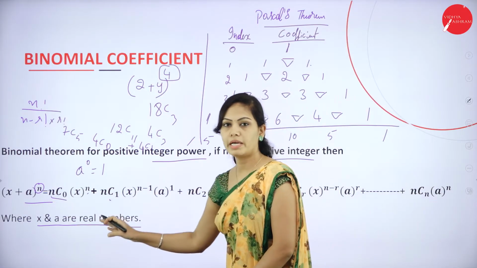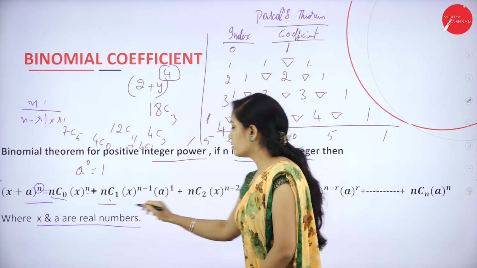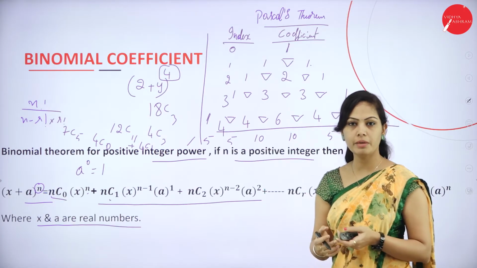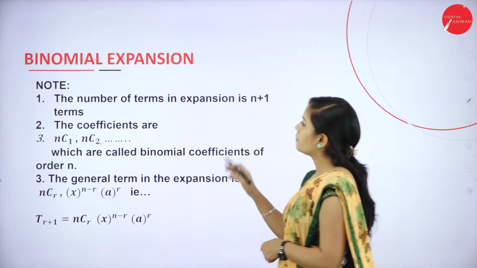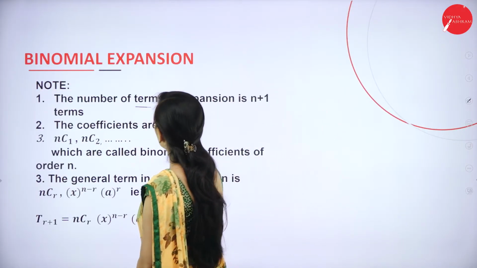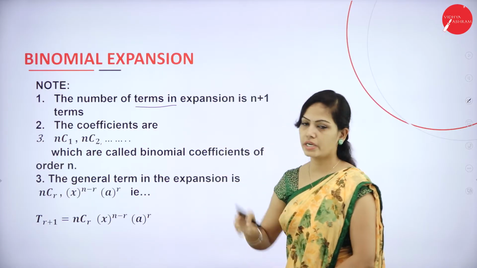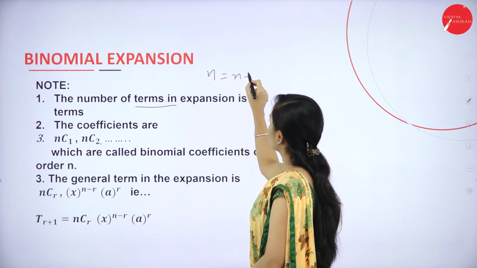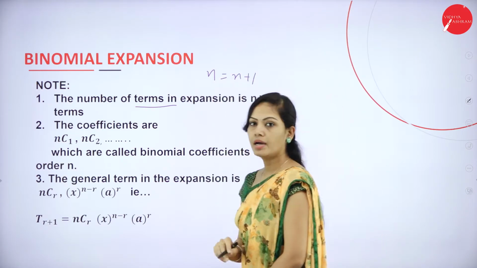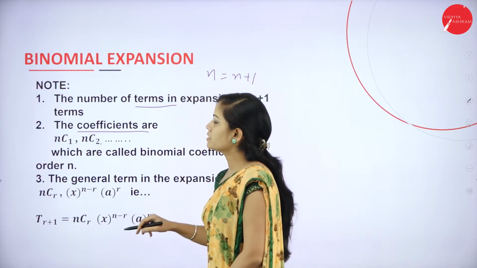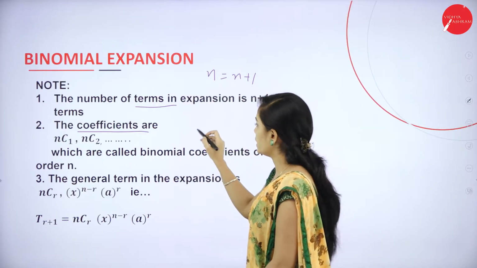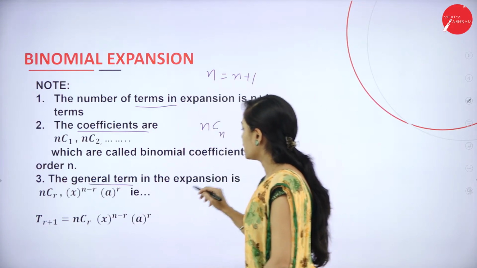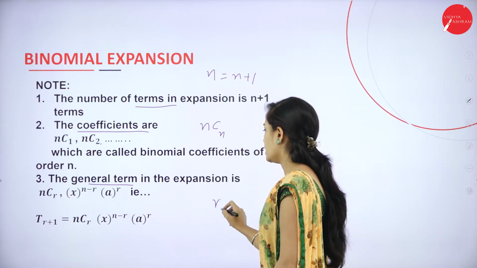Now this is the binomial expansion formula. Please remember this formula, it is very important. By using this formula, we can easily simplify binomial expansions. The number of terms in the expansion is n plus 1. I already told you, if your power value is n, there are n plus 1 terms. The second point: the coefficients are nC0, nC1, nC2 up to nCn.